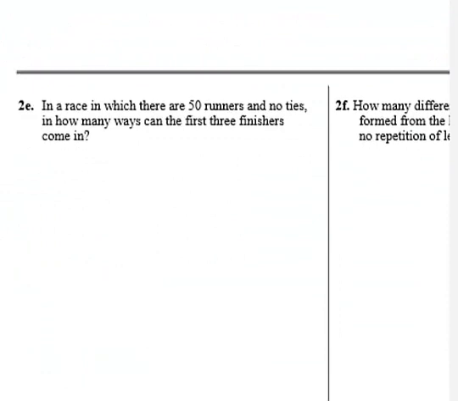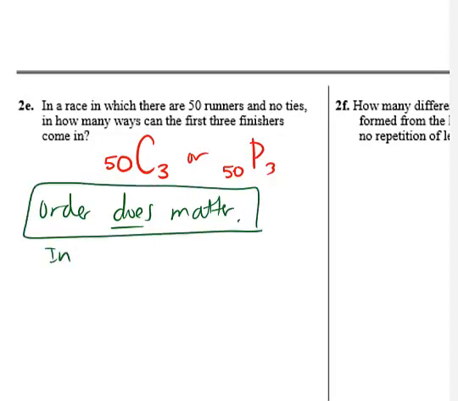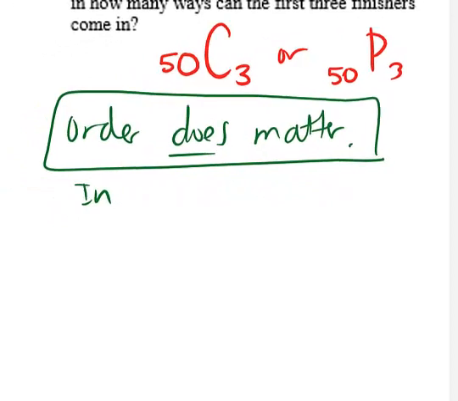All right, let's try this one. In a race in which there are 50 runners and no ties, in how many ways can the first 3 finishers come in? Okay. So it sounds like I'm choosing 3 out of 50 people for the first 3 finishers. So it's either combinations of 3 out of 50 or permutations of 3 out of 50. At first I might say order doesn't matter, but I think order does matter, because in a race you either come in first, second, or third. And I think it would matter to the people that come in first, second, or third.